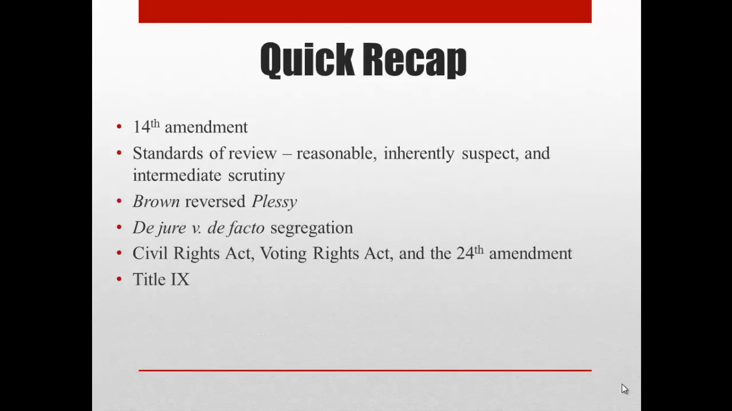Title IX increased funding for women both in education and athletics, and the Americans with Disabilities Act was a milestone act for Americans with disabilities. And Regents of the University of California versus Bakke. Be familiar with all of these terms here.